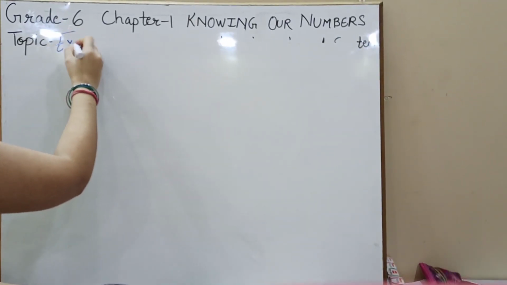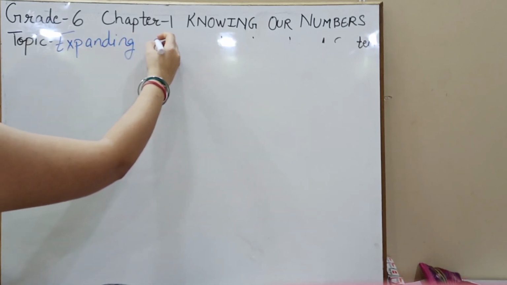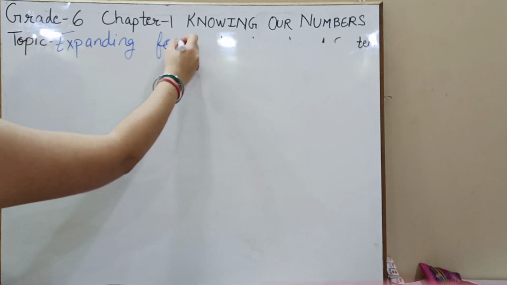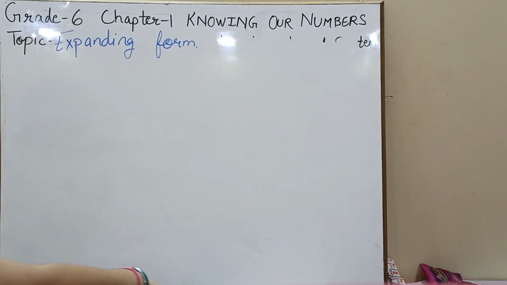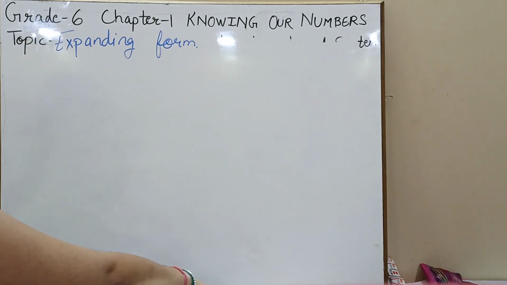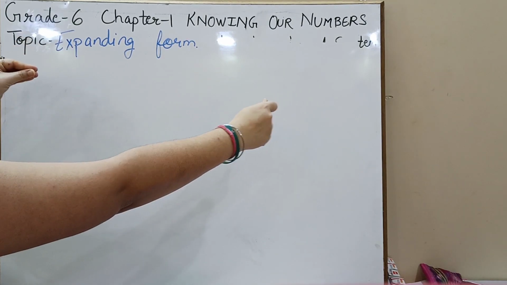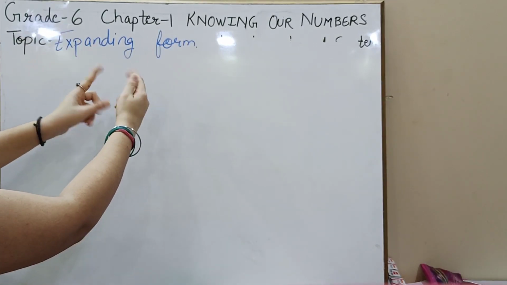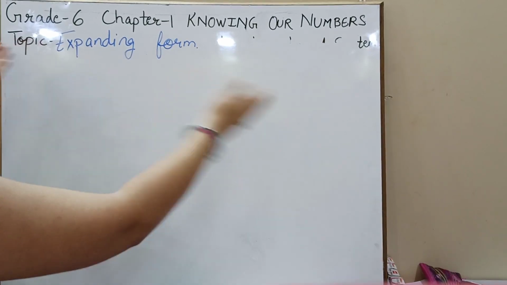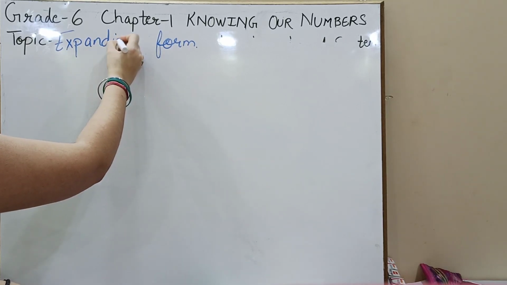Expanding form. Now, by the word expanding form, expanded form, or we call it expanding form also, it is very simple word. Expand means stretch karna. So when a number is given to you in this much size and you need to stretch, that is called the expanded form of the number. So we can write it as expanded form also or expanding form also.